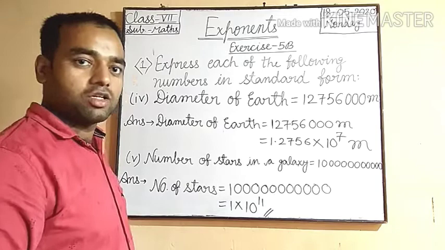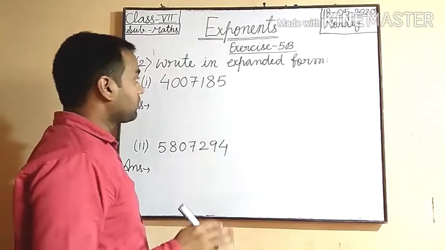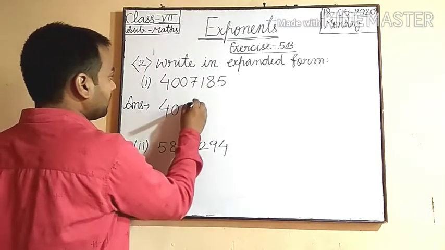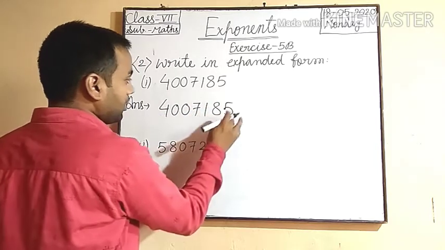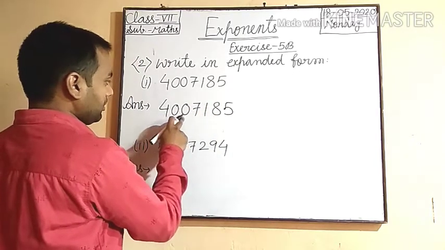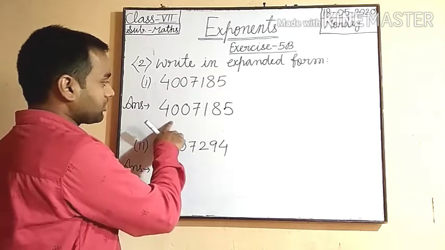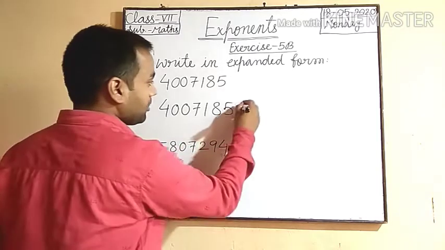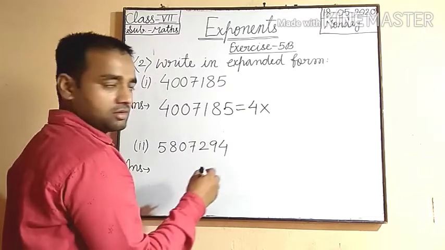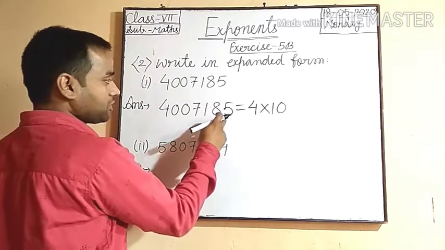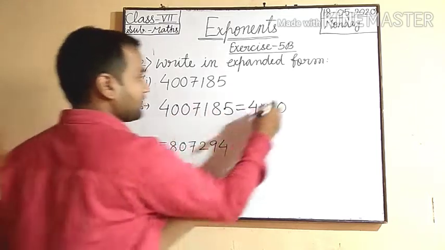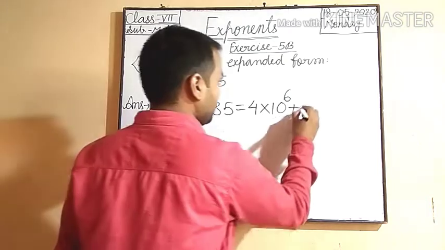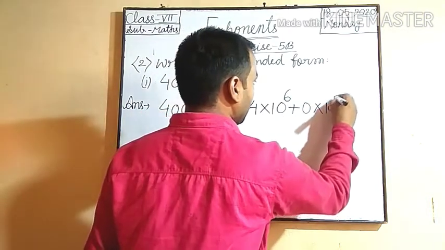Now let us discuss question number 2. In question number 2, write in expanded form. Ones, tens, hundreds, thousands, 10,000, lakh, 10 lakh. 40,07,185. Write in expanded form. The 4, which place? The 10 lakh. So here 4 into 10 power of 6, plus 0, which place? The lakh. So 0 into 10 power of 5.